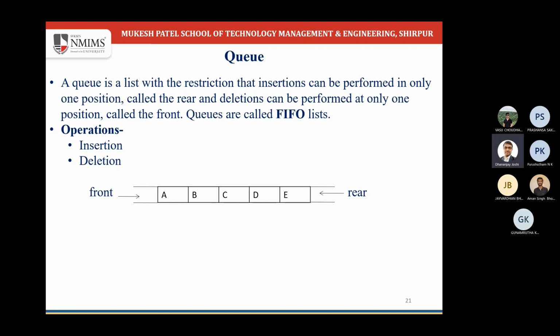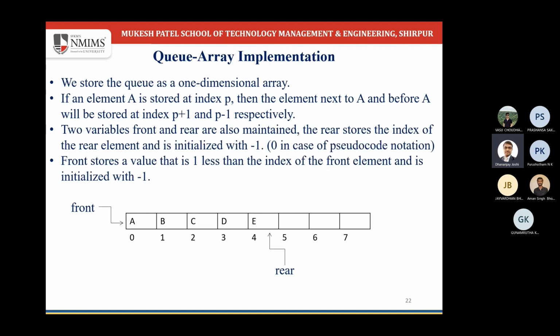Okay. So again, in case of queue, we can insert an element from rear end. But in case of deletion, we do not have any choice which element is supposed to be deleted. Only the element present at the front end, first position, will be deleted. Okay. So again, we will look at the array implementation of queue, which is pretty simple.